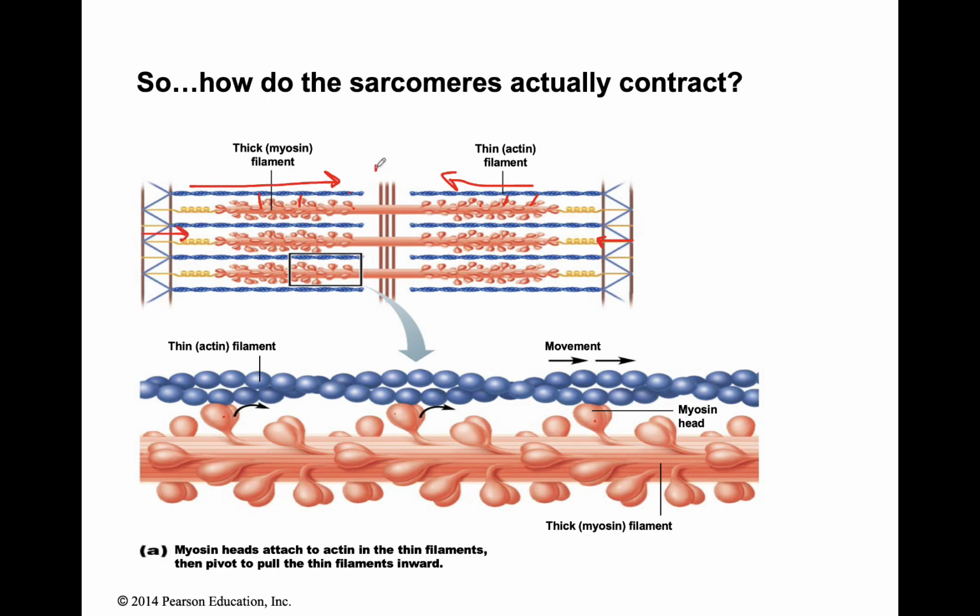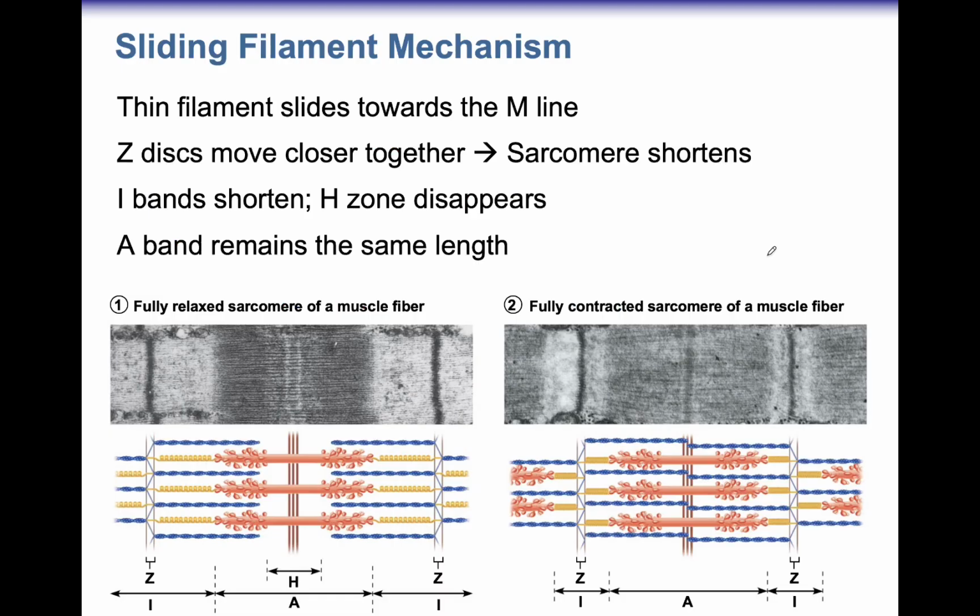toward this M line. Remember the middle of it? This line here is called the M line. So these myosin heads, they grab and pull towards the middle. And they keep pulling until these actin filaments are basically touching each other. This whole thing is called the sliding filament theory.